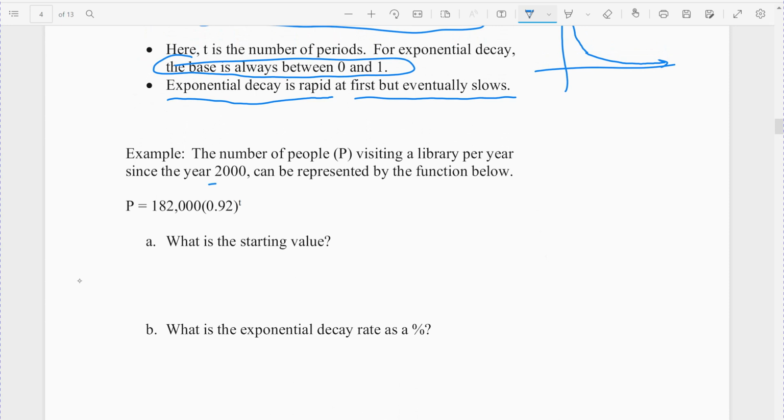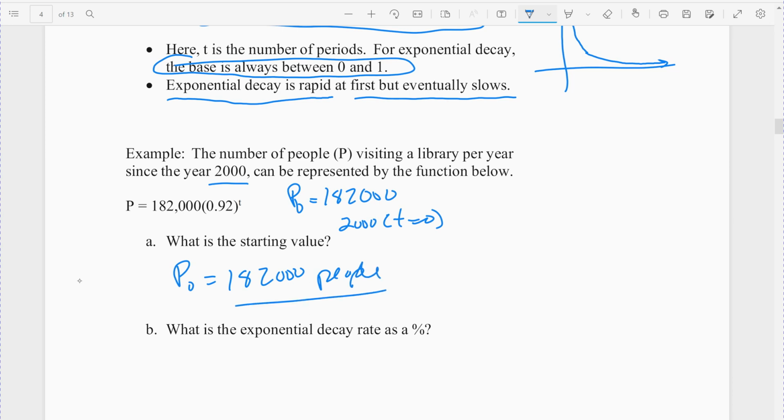So our initial value was 182,000. 2000 was our time 0. The initial value is 182,000 people visiting the library. It's a decay rate given as a rate. We know it's a rate because the inside would be 1 minus r, and it came out to 0.92. That's less than 1. If it's bigger than 1, it's growth. If it's less than 1, it's decay.